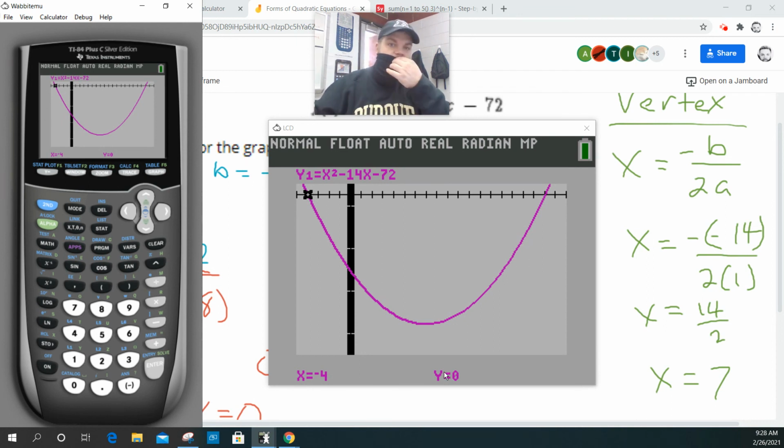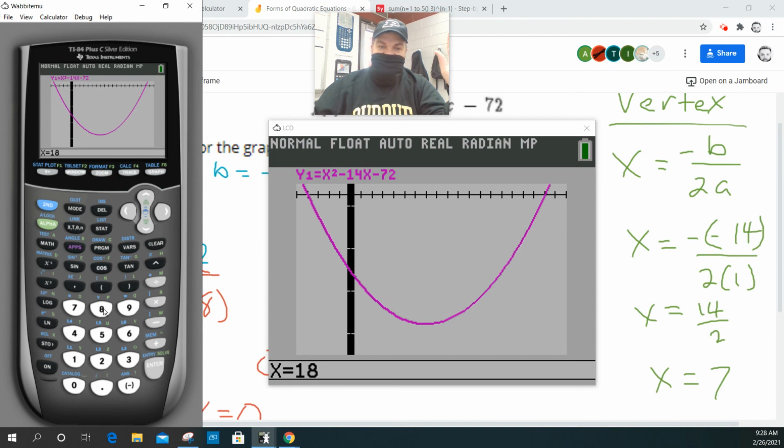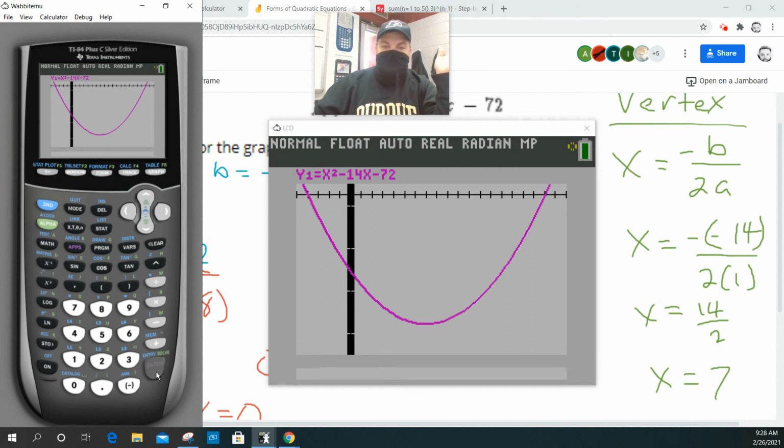What was my other 0? x equals 18. So if you just hit 18, when it's in trace mode, you can plug in any value for x. Okay? So if I just hit 18 and I hit enter again, yep, that's definitely the other 0. Now our line of symmetry is at x equals 7. So if I hit 7, this should be right at the vertex. Now how could I verify that's the vertex?